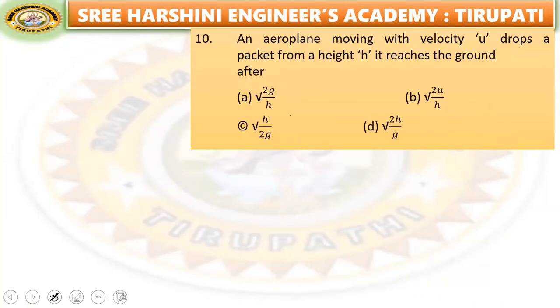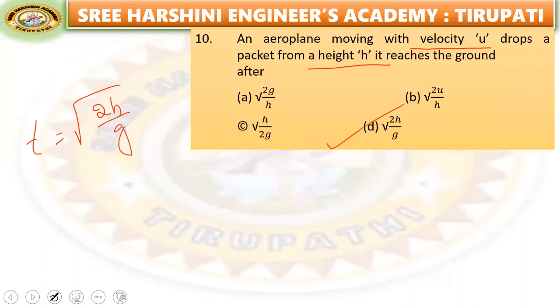Coming to the 10th question, an aeroplane moving with velocity u drops a packet from a height h. The packet reaches the ground after the time of descent. That is, T is equal to root 2h by g. T is equal to root 2h by g. D is the right answer.